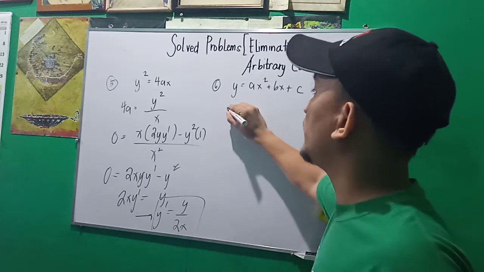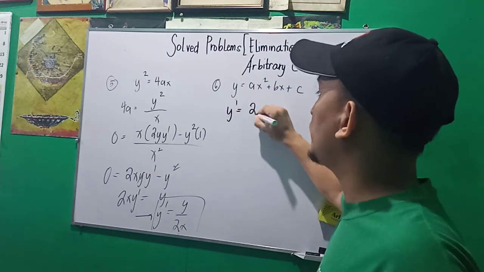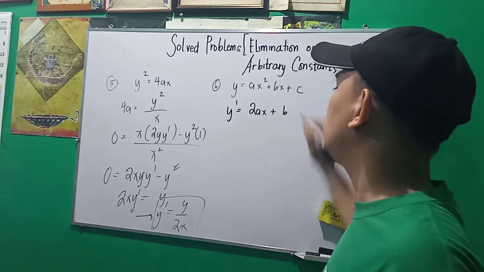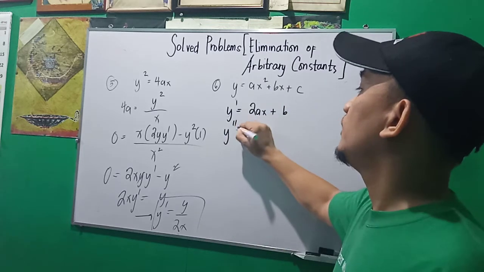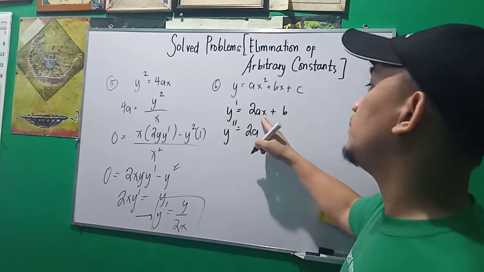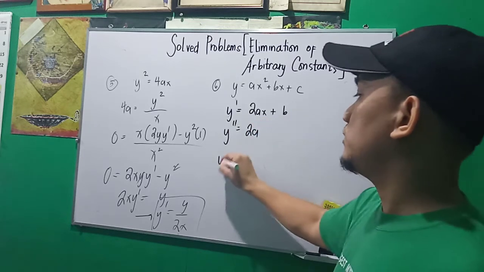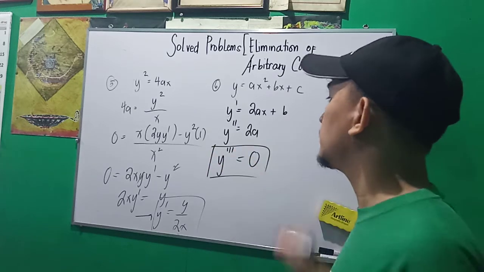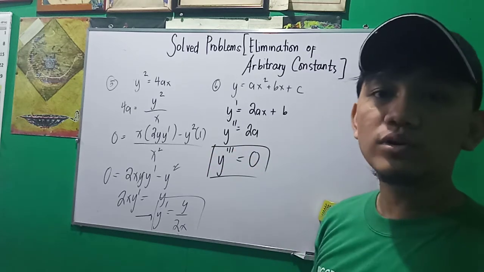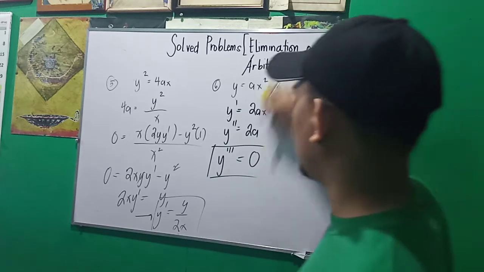So, we have y prime equals 2ax plus b. Ang derivative ng constant ay 0. Next, double prime. That is 2a. Derivative ng x is 1. Ito, wala na. Pangatlong derivative. Therefore, ito yung final answer natin. y triple prime is equal to 0. Okay? Next, number 7.